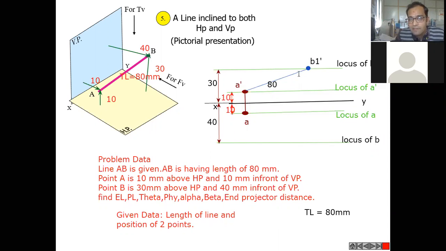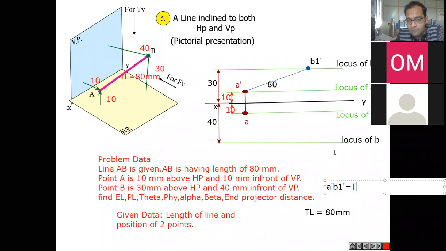And what is that A dash B1 dash? A dash B1 dash is representing true length in elevation. Okay.